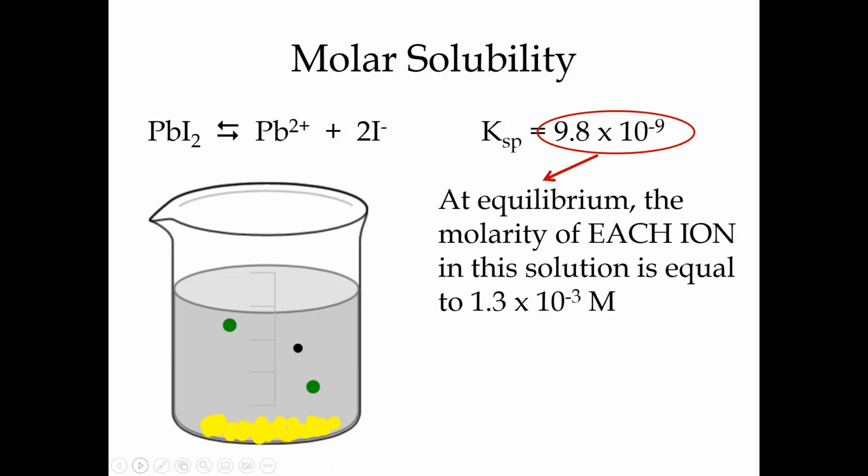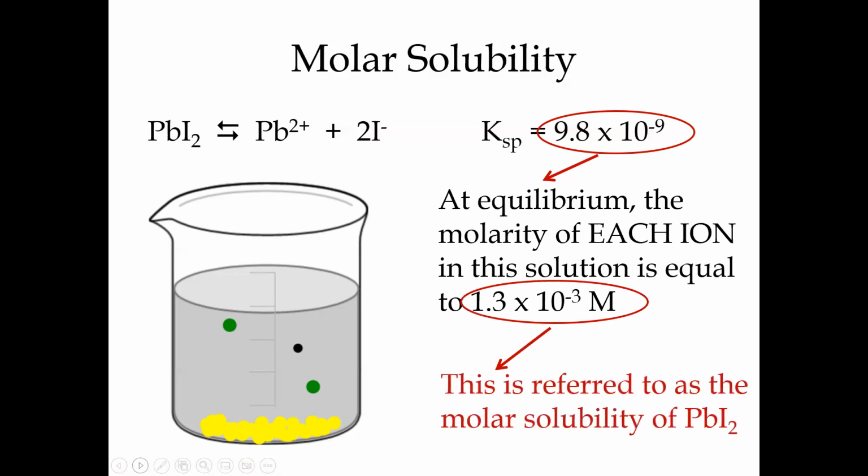And at equilibrium, the molarity of each ion that's produced in the solution is going to be equal to 1.3 times 10 to the negative third molar. That is because there are 3 ions that are produced. So it's that KSP reverts into those 3 ions. So it does split apart, and this is what we're going to actually have to measure overall. So that number, the molarity of each ion, is referred to as the molar solubility of lead-2 iodide.